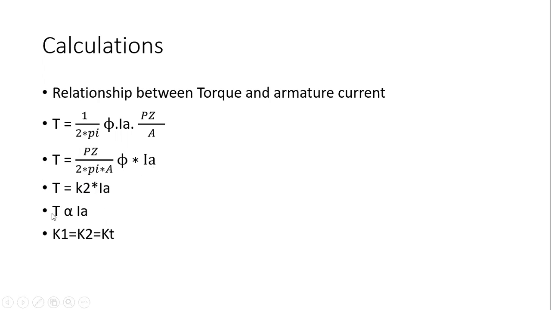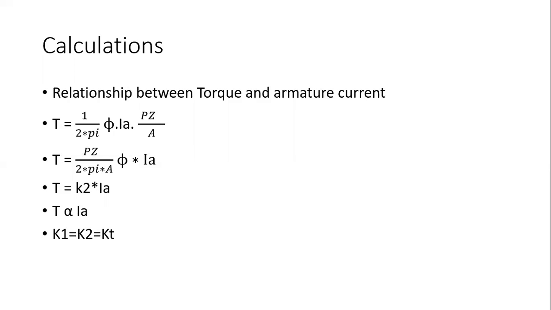So naturally, I can say that this torque is directly proportional to IA. That is, with the increase in the value of torque, the armature current increases, and with the decrease in the value of torque, the armature current decreases.